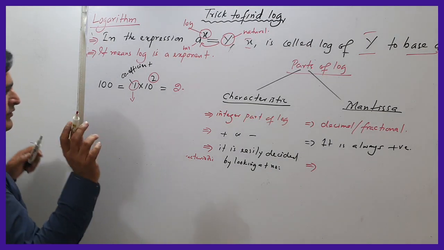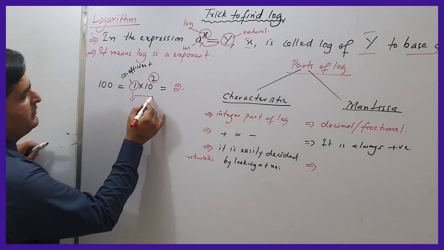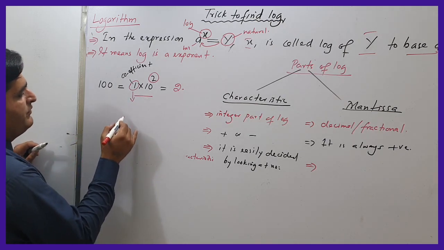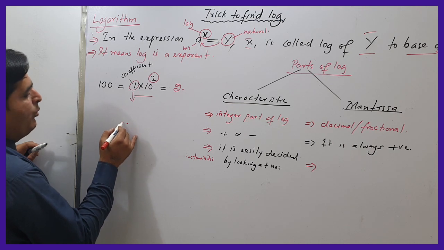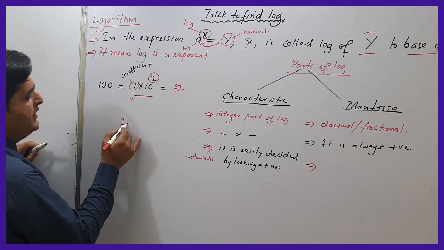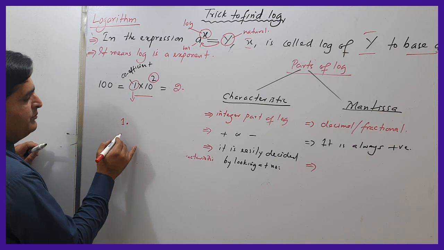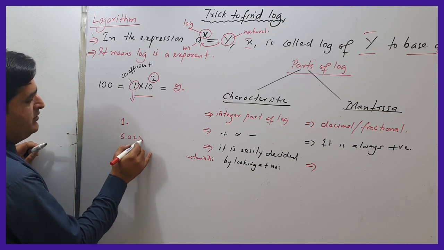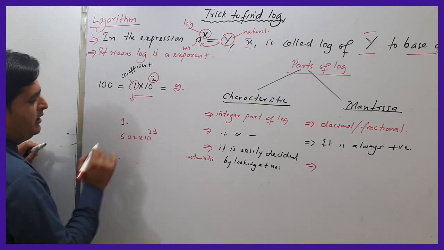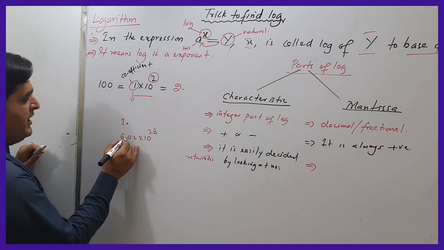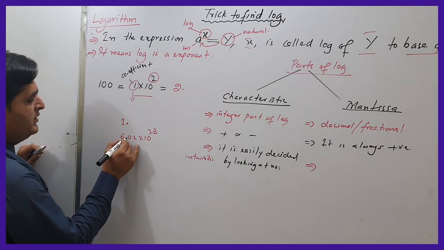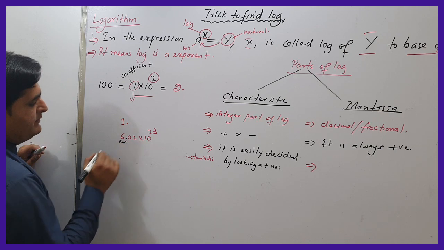And we know the standard method of writing a scientific number is that we retain one non-zero digit at the left of the decimal point. For example, 6.02 into 10 to power 23. So in the standard method, we retain only one non-zero digit at the left of the decimal point.